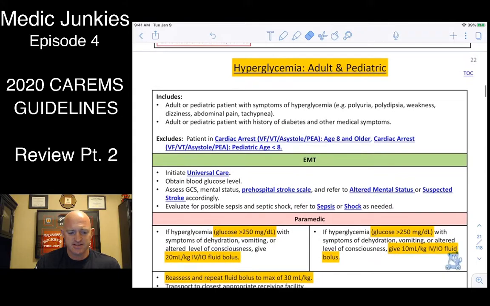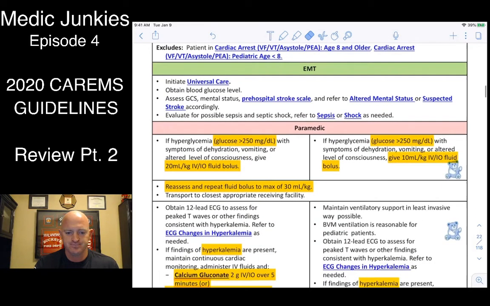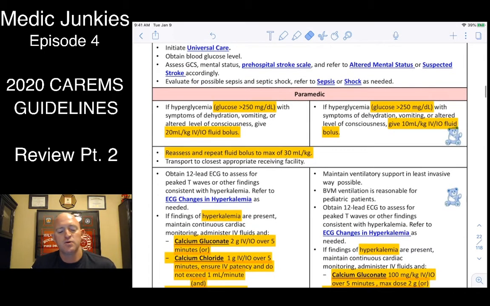For the hyperglycemia, a quick note in here too, a lot of these protocols at the very top will have includes and excludes, okay? So who does this pertain to and who is not a candidate for this protocol. Typically with hyperglycemia, we're gonna start treating them when they hit that sugar of 250 or greater, okay? And really the only treatment we have, because we can't give insulin, is gonna be fluid boluses. So we're just trying to flush them out, okay?